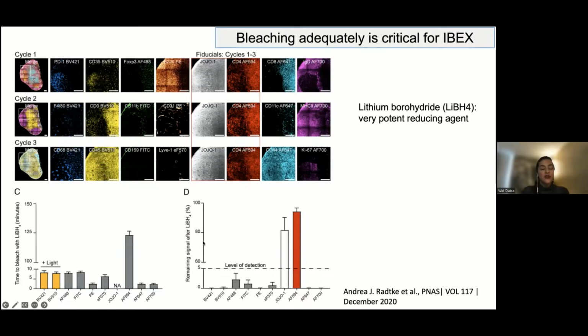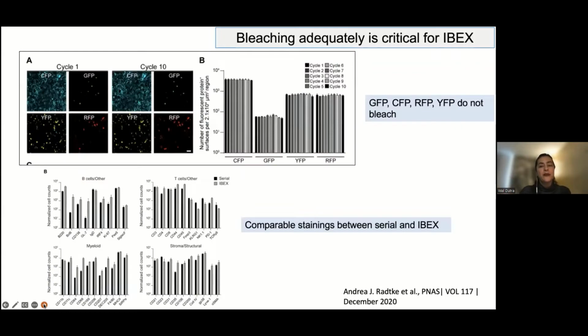As you see here in this graph on the right, most of the fluorochromes will disappear after at least 5 minutes of incubation with lithium borohydride, but some of them will not. And those are the ones that you want to use for your fiducial markers. In other words, the markers that will stay there in all the cycles in the very same place, that will allow for you to then align them properly, okay? So this bleaching is very critical.